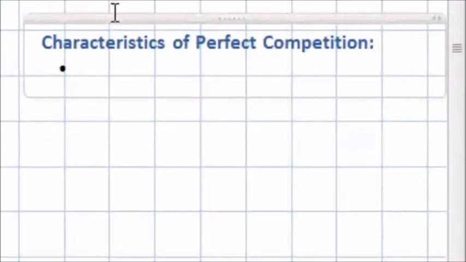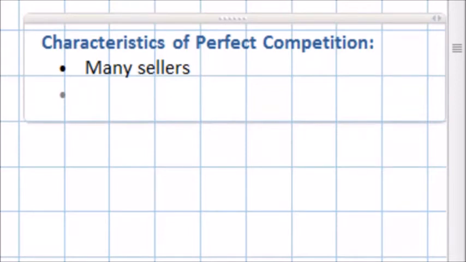Firstly, a perfectly competitive market is one with many sellers. Many sellers meaning maybe even hundreds or thousands of sellers. There has to be a large number of firms in order for a market to be considered perfectly competitive. Secondly, each of these sellers has identical costs. Each seller is the same. This is a very broad assumption. We're assuming that there are no different levels of costs among the sellers in a perfectly competitive market.